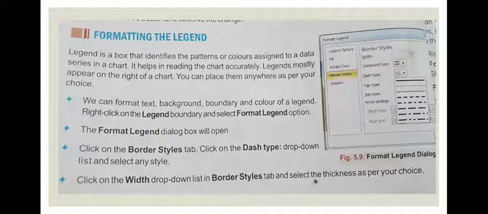For that, right click on the legend boundary and select the Format Legend option. The Format Legend dialog box will open. Click on the Border Style tab, then click on the Dash Type drop-down list and select any style. After that, click on the Width drop-down list in the Border Style tab and select the thickness as per your choice.